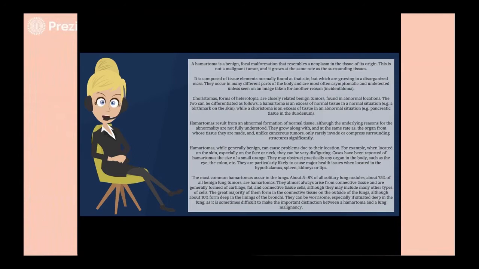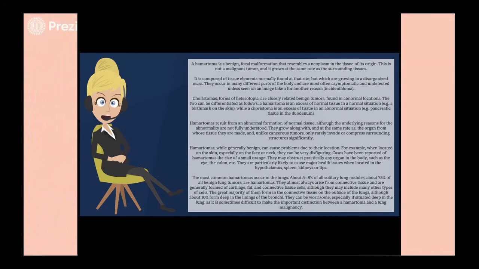The most common hamartomas occur in the lungs. About 5–8% of all solitary lung nodules, about 75% of all benign lung tumors, are hamartomas. They almost always arise from connective tissue and are generally formed of cartilage, fat, and connective tissue cells, although they may include many other types of cells.